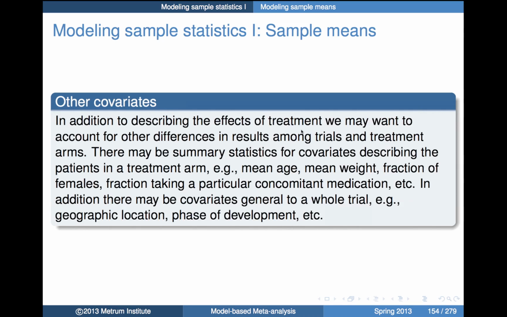This is just commenting on incorporating other covariates. So in addition to describing the effects of treatment, we may want to account for differences in results among trials and treatment arms. There may be summary statistics for covariates describing the patients in a treatment, things like mean age, mean weight, fraction of females, and so on. In addition, there may be covariates general to a whole trial, like geographic location, phase of development, and so on. And all of those are potentially fair game, subject to some of the caveats you heard earlier today around problems such as ecological bias when it comes to actually interpreting what the covariates mean in these models.